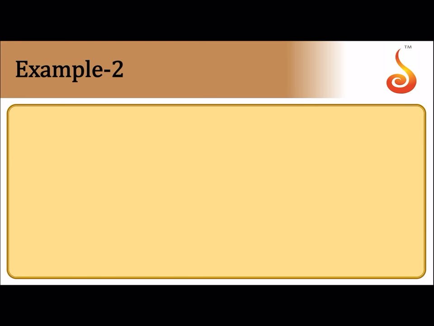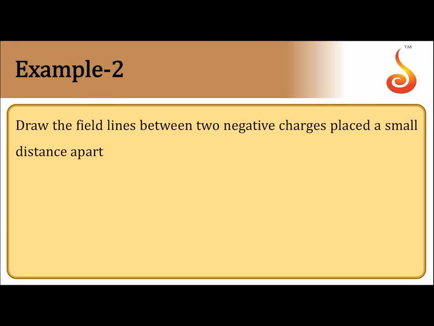Let's do one more example. Suppose I have to draw the field lines between two negative charges placed a small distance apart. I have minus Q and minus Q. If I start from a point on the left, it's going to get attracted by both of them. Therefore, the line of force will simply come this way. On the right-hand side also, it's going to get attracted. So it will come this way. So these two lines are simple to draw.